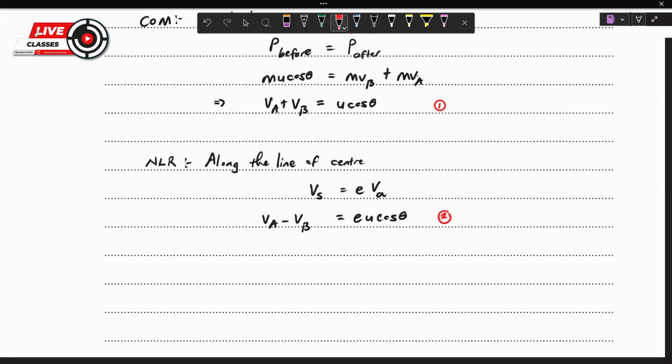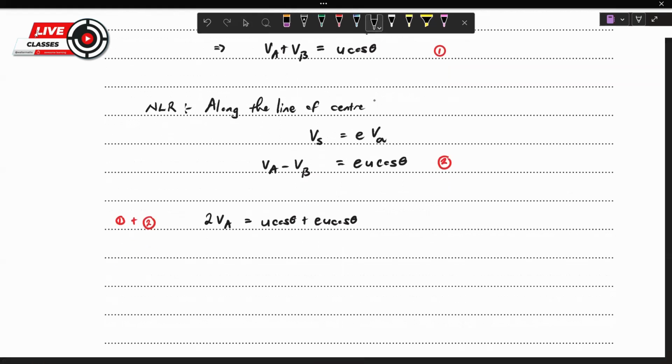And what I'm going to do here with the two equations, I'm going to add them up. So equation 1 plus equation 2, this will help eliminate VB. All right. So we'll be having then 2VA is equal to u cos theta plus e u cos theta. We can also write it as 2VA is equal to (1 plus e) u cos theta. So that's after factoring out u cos theta.